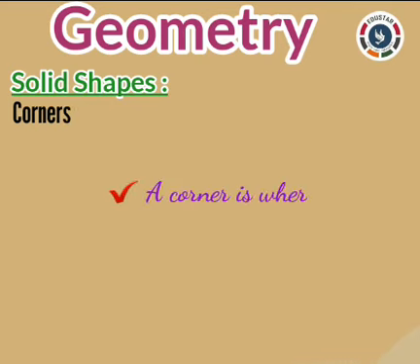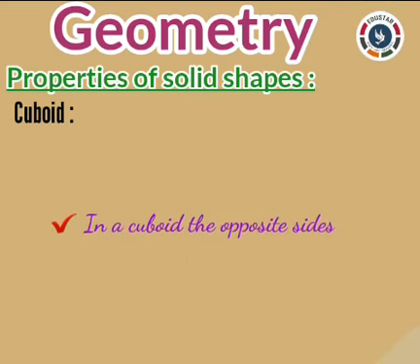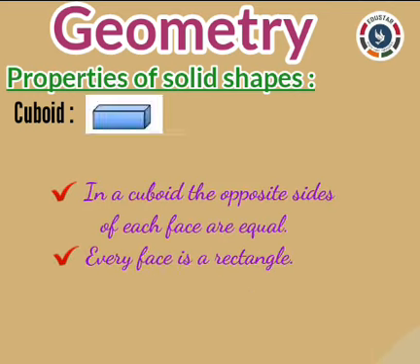Now let us see the properties of solid shapes. That is how many faces, edges and corners are there in a solid shape. First, let us know about the cube. All the sides in a cube are equal. Every face in a cube is a square. A cube has 6 flat faces, no curved faces. It has 12 straight edges, no curved edges and 8 corners. Next, cuboid. In a cuboid, the opposite sides of each face are equal.